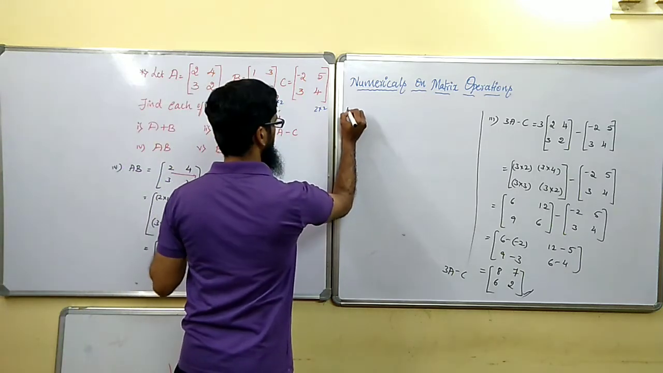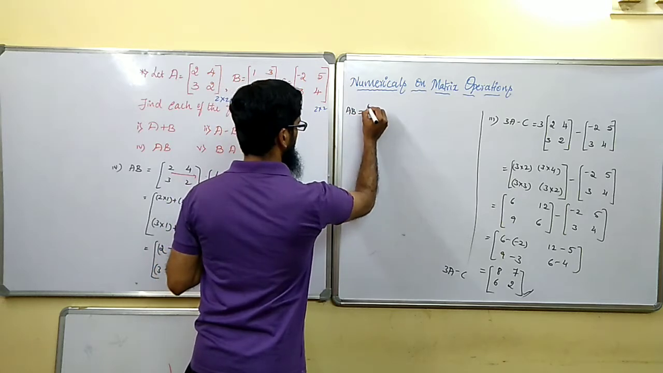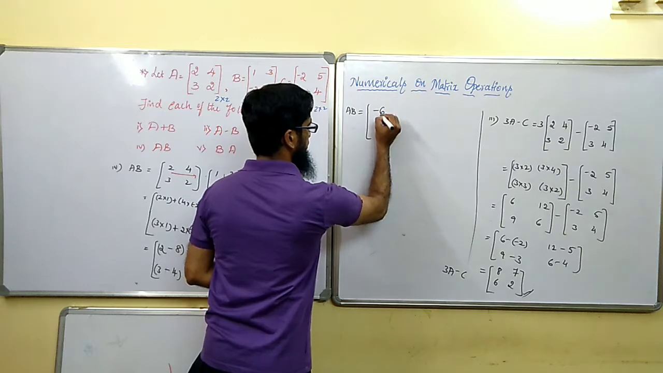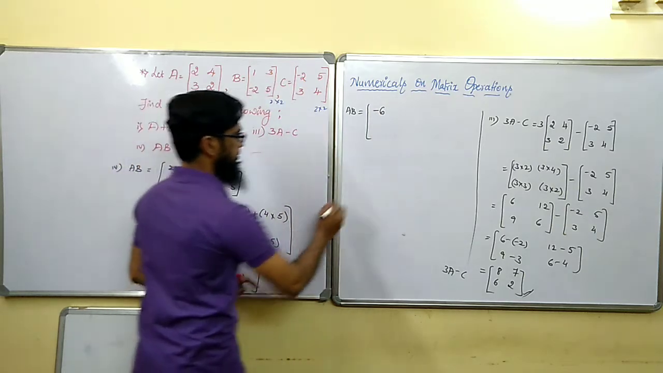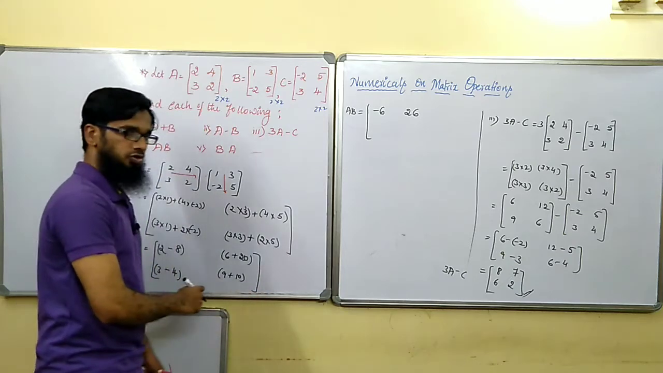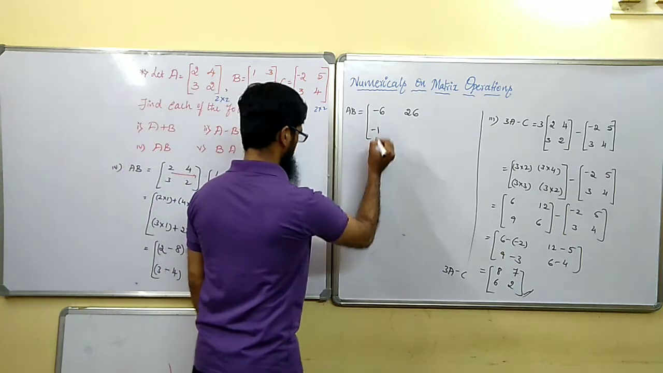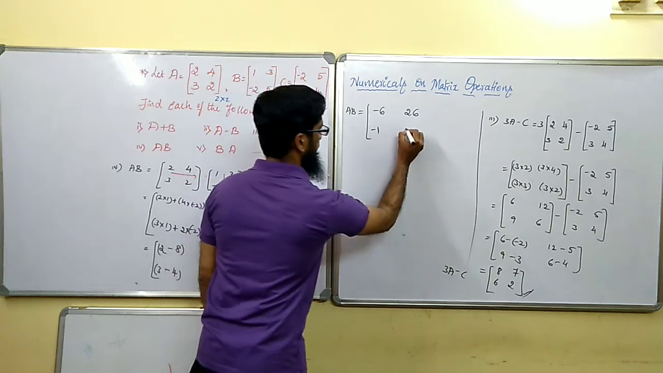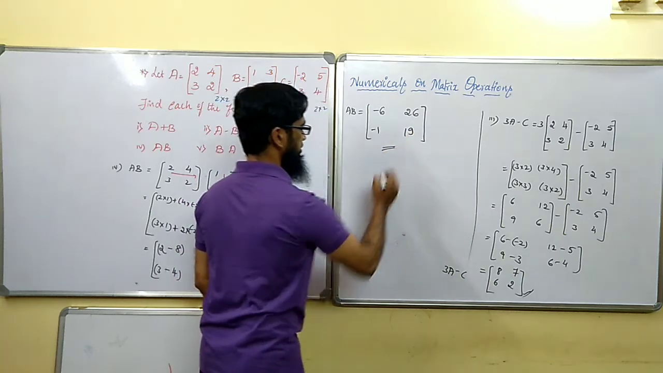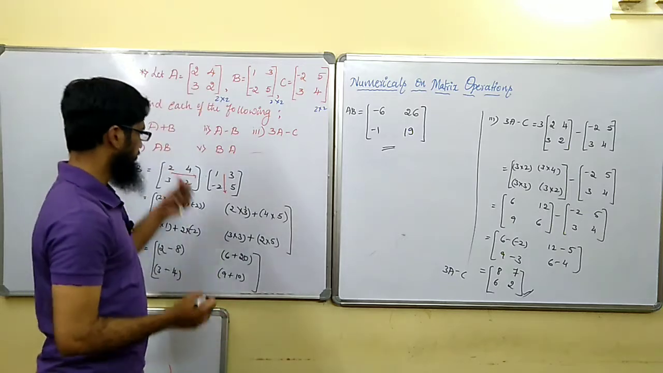So finally the result will be A into B is equal to, so 2 minus 8 is minus 6. So 6 plus 20 is 26. Again you can just see here 3 minus 4 is minus 1. So 9 plus 10 is 19. So this is what we are getting as the solution for A into B, that is the matrix multiplication, that is the fourth part here.